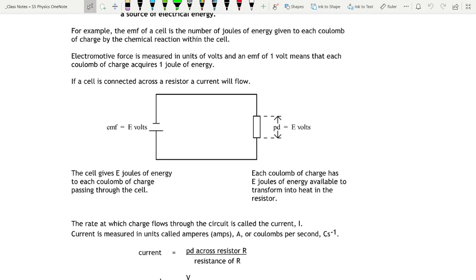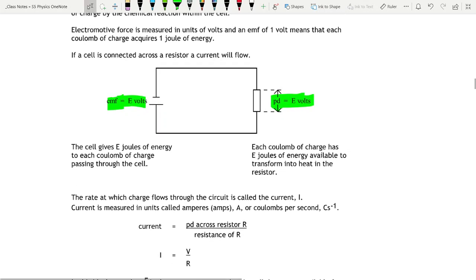So we've got a cell here with an EMF of E volts, and the cell gives E joules of energy to each coulomb of charge passing through the cell. And because it's just one resistor in series with one cell, the resistor will get all of that voltage. So each coulomb of charge has E joules of energy available to transform into heat in the resistor. We know that the more resistors you have in a series circuit, the more the voltage is shared. But if you've just got one resistor, it gets the entirety of the EMF supplied by the cell.